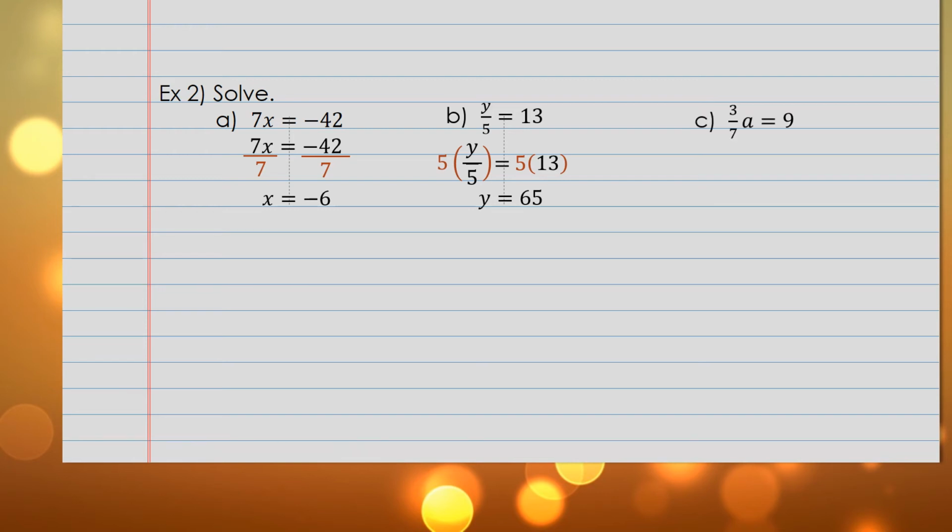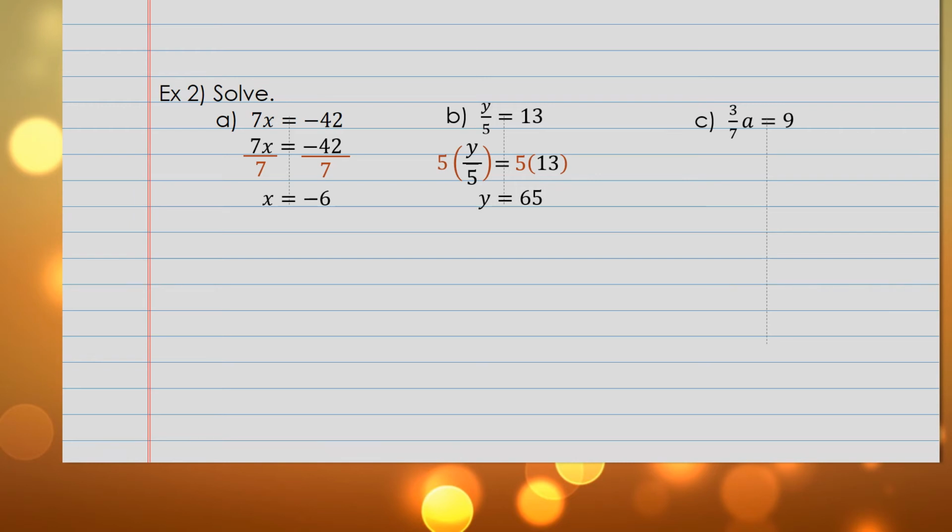For C, we have 3 over 7 a equals 9. Again, draw your line at your equal sign. Now this one is slightly different. This time the variable is off to the side, but we do have a fraction. We have 3/7 times a.